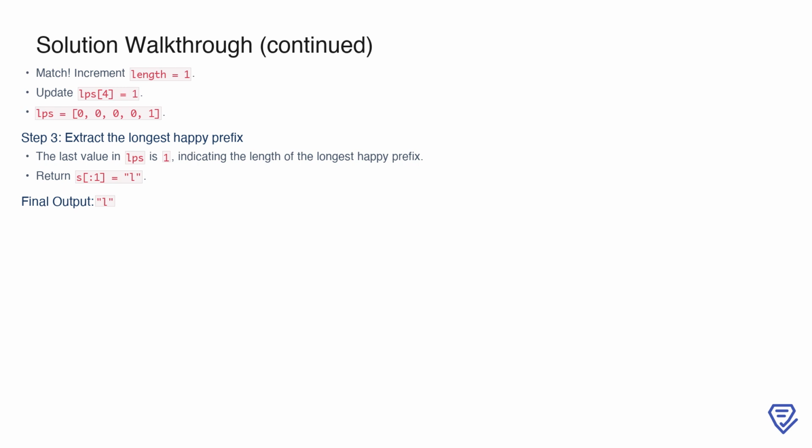At this point, we proceed to extract the longest happy prefix from the string. The last value in the LPS array, which is 1, tells us the length of the longest prefix that is also a suffix. Using this, we can return the first character of the string, s[0], which is L. This is the final output for this example, L.